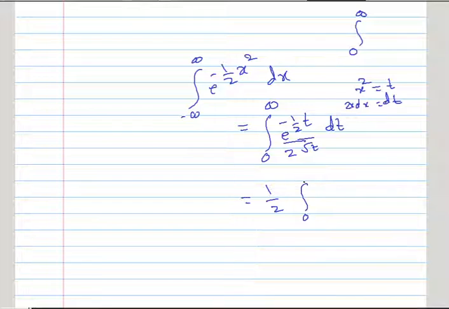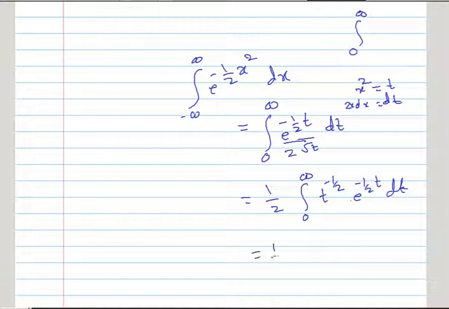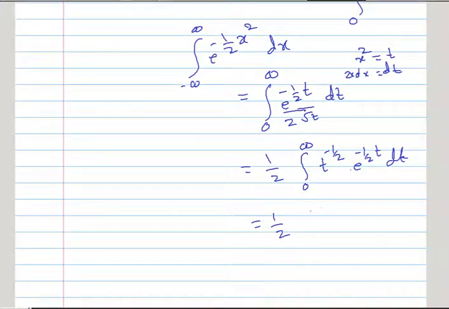So it will be 1 half integration from 0 to infinity. This t raised to square root of t in the denominator means that it is t raised to minus 1 half, into e raised to minus 1 half t dt. So it will be 1 half integration 0 to infinity, t raised to minus 1 half, which is nothing but t raised to 1 half minus 1, e raised to minus 1 half t dt.